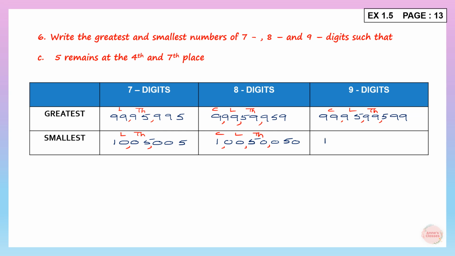Now let's go on to the 9-digit number. So 1 followed by 8 zeros. Now let's look at the fourth place. 1, 2, 3, 4. This is the fourth place. And 5, 6, 7. This is the seventh place. So let's replace the zeros with 5. So we have 5 here and 5 here. Now let's place the commas. Ones, tens, hundreds, thousands, 10,000s, lakh, 10 lakh. We have crore. Crore, lakh and thousand. So now let's read the number: 10 crore, 5 lakh, 500.